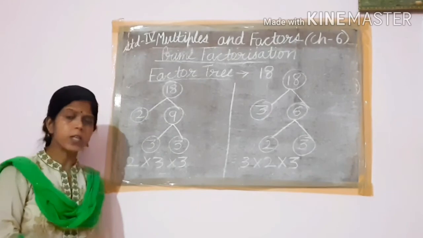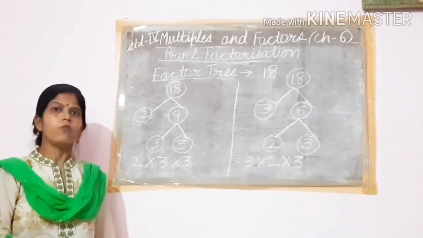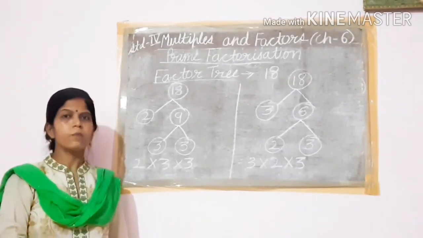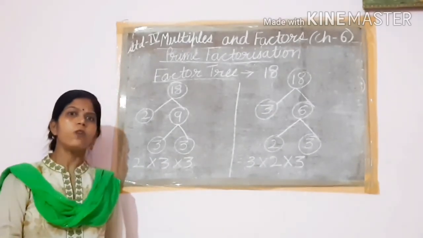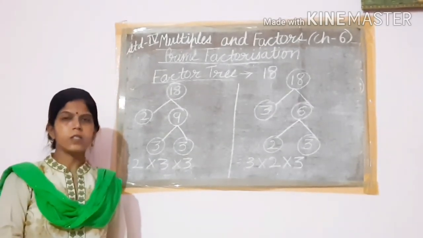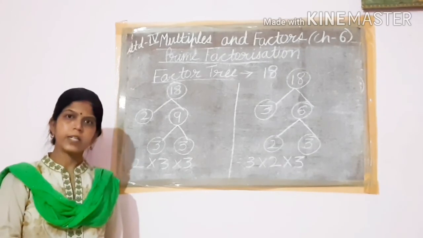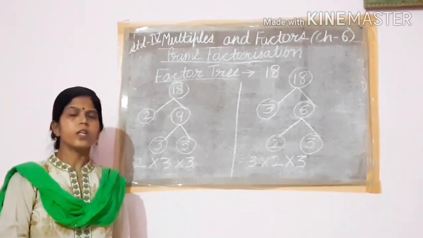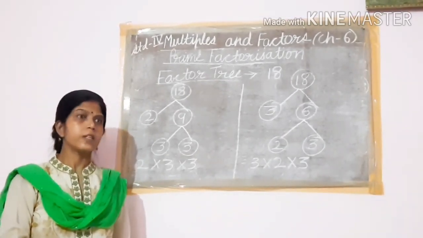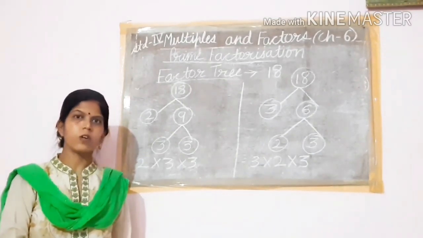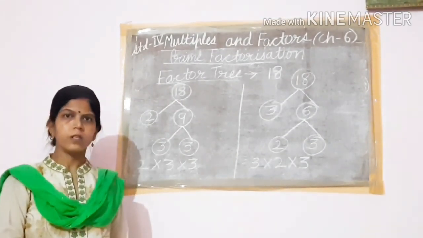So I hope, children, you have understood what is a prime number, what is a composite number, and how to find factors of a number by the prime factorization method. So children, now you will solve exercise 6.6 of your book in your maths copy. Thank you children.